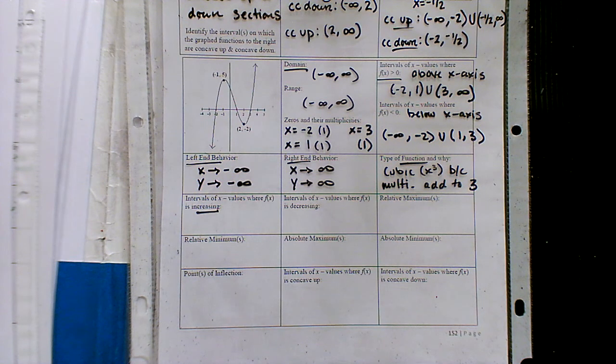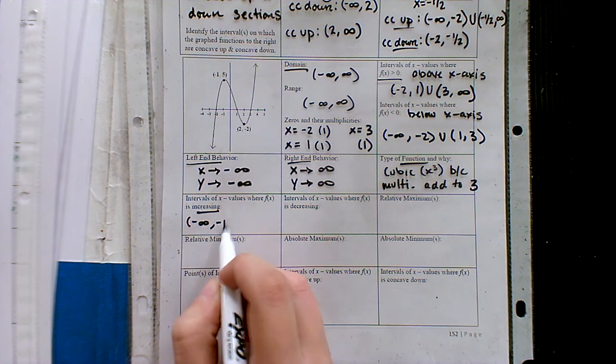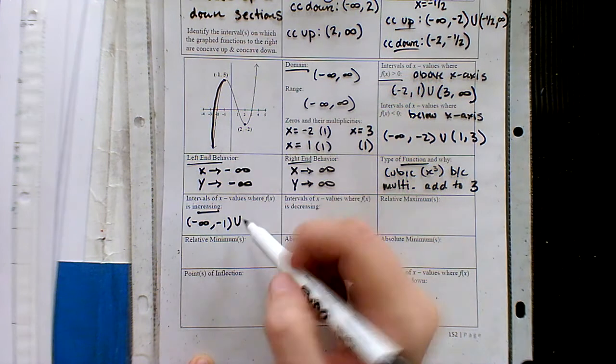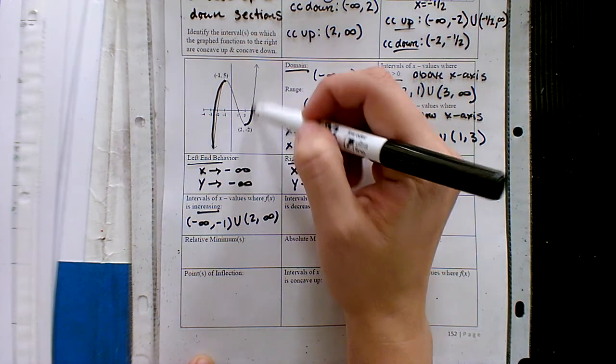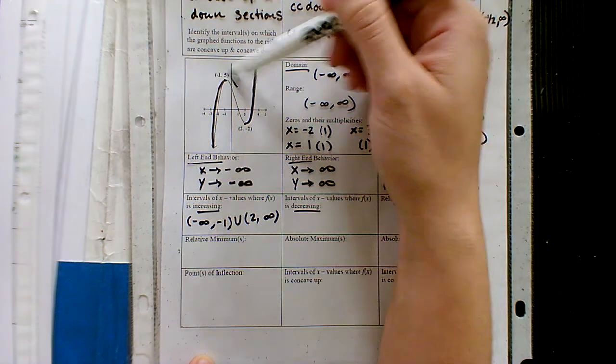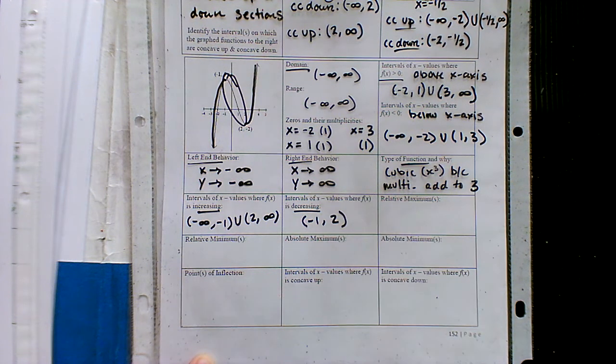Any ideas? I'll start things off. -infinity to -1. Okay, so this interval. Is there another place? Yeah, we have 2 to infinity. All right, this interval. Good. Decreasing, where you'd be walking down based off the graph, that looks like our middle section. So we're trapped between -1 and 2.